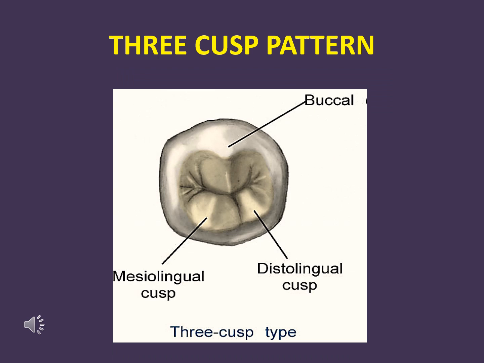The geometrical outline of the 3 cusp pattern is squarish, with minimal lingual convergence. The 3 cusp pattern has 1 buccal cusp and 2 lingual cusps, with a Y-shaped developmental groove separating the 3 cusps. In some teeth, the lingual aspect is wider compared to the buccal aspect.